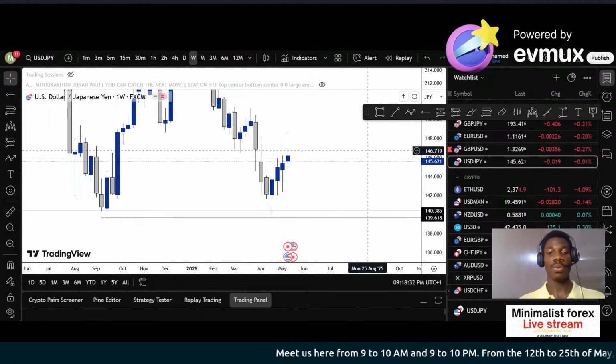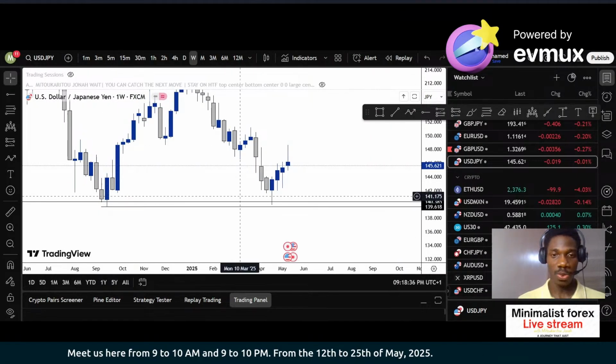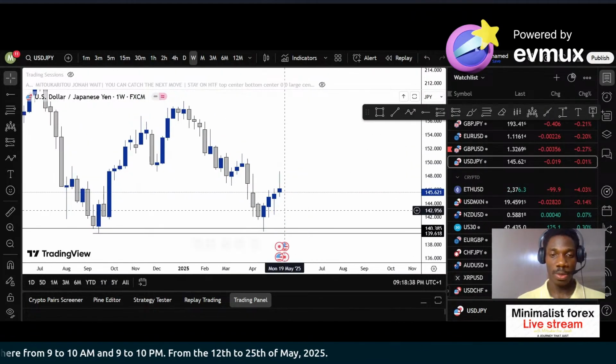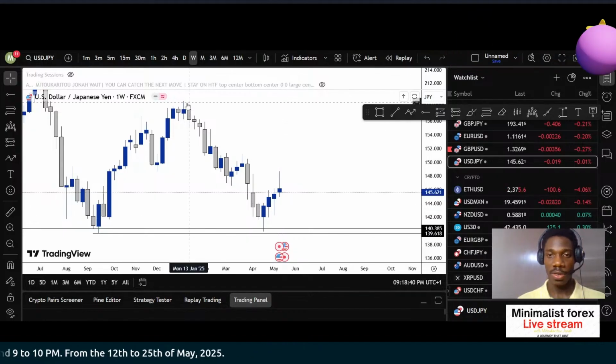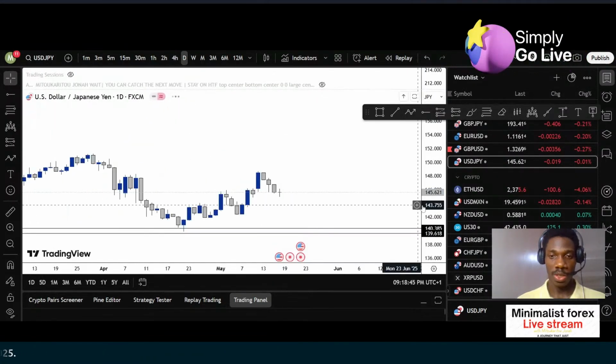Price didn't take out this low. So it's just liquidity. Took out this one here and left this one. So it's going up. So we know we are in a phase where price is supposed to push above this high, right? So let's break it down to the daily. See if we have any.